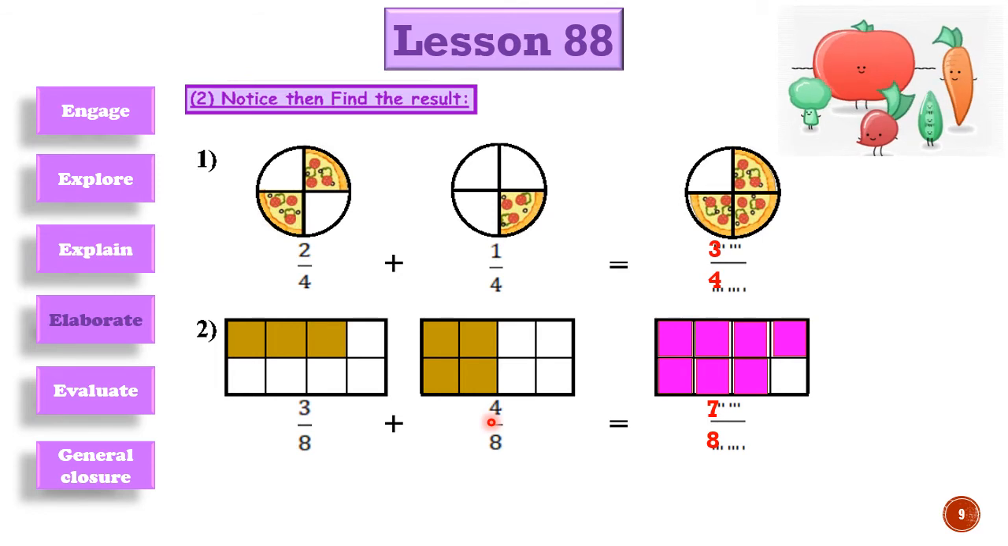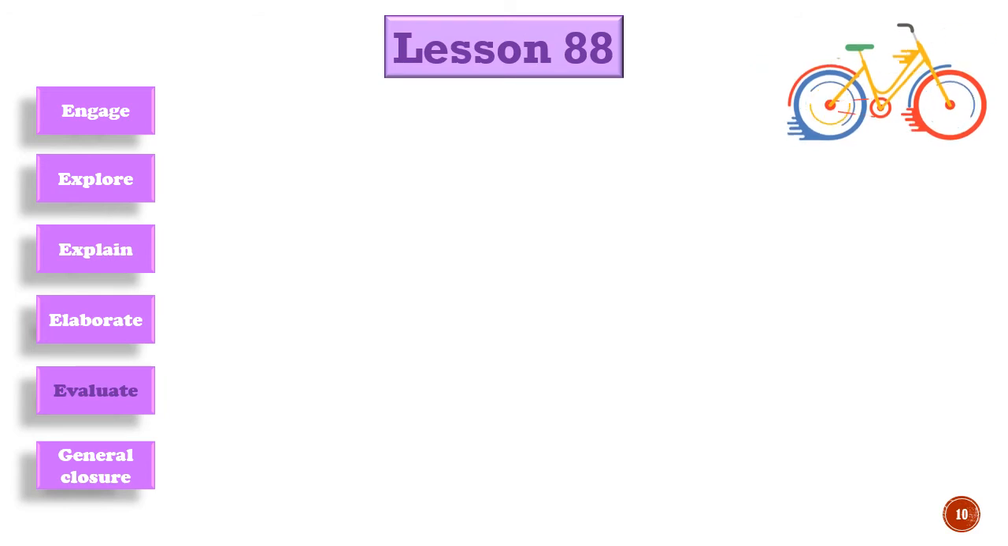In our way, the denominators are 8, 8, 8. Doesn't it change? Okay, here in the numerator we have 3 plus 4 equals, yes, 7. We just add the numerators and keep the denominator as it is. Good job. Now let's go to evaluate this part.